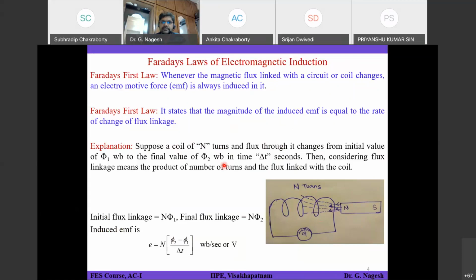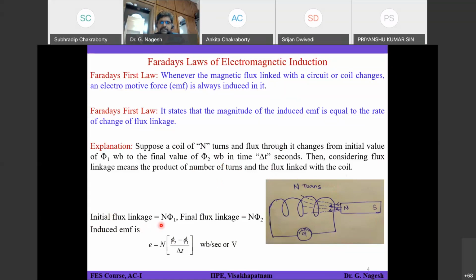Flux linkage means the product of the number of turns and the flux linked with the coil. So flux linkage is defined as the number of turns in the coil and the flux linked with the coil, which is basically called flux linkage.